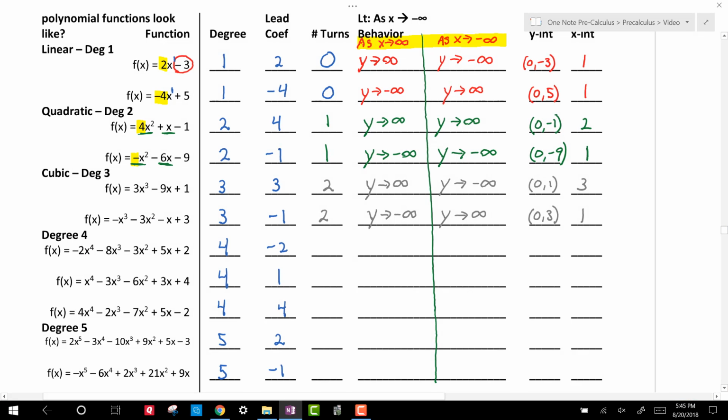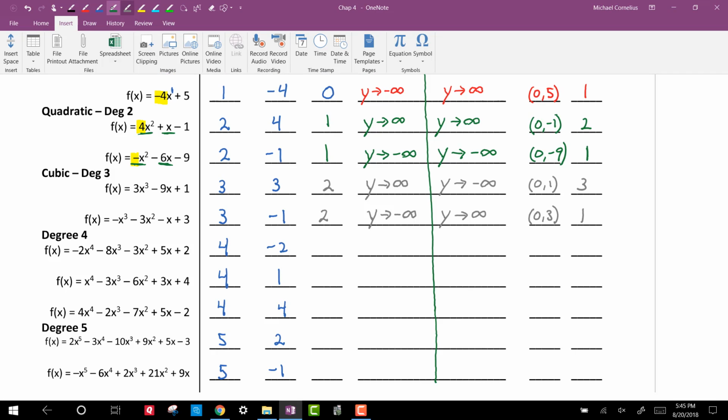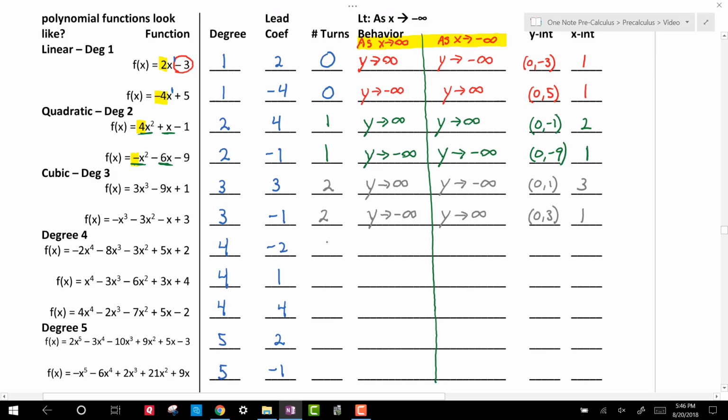All right, so we had 3 turns. Let me change colors here again. We had a total of 3 turns. The right side went down, so as x went to infinity, y was going to negative infinity. As x went to negative infinity, on the left, y also went down to negative infinity. We had a y-intercept at 0, 2, and we actually had 4 x-intercepts.